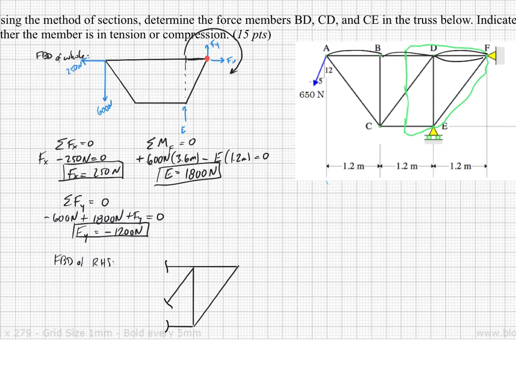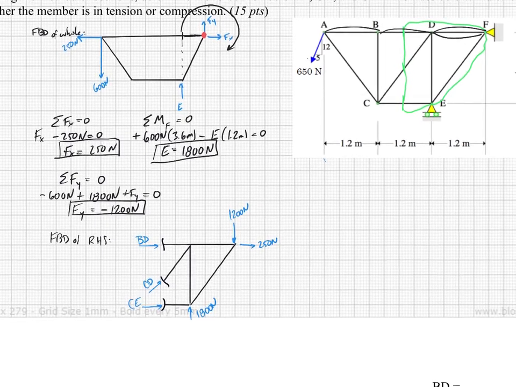I'm going to go ahead and do my forces in blue. So Fy is negative 1,200, so I've got 1,200 down right here. I've got Fx is 250 in this direction, and I've got E right here is 1,800 newtons. Then I'm going to assume compression for BD, CD, and CE. Okay, so I'm going to zoom in here.